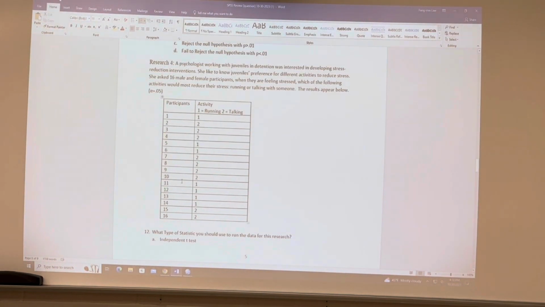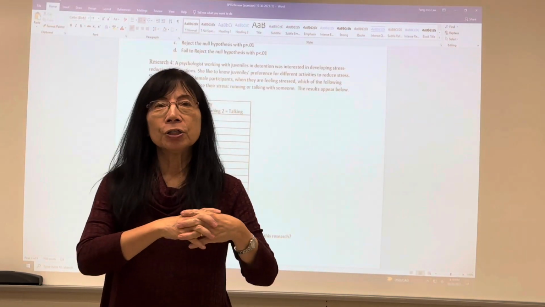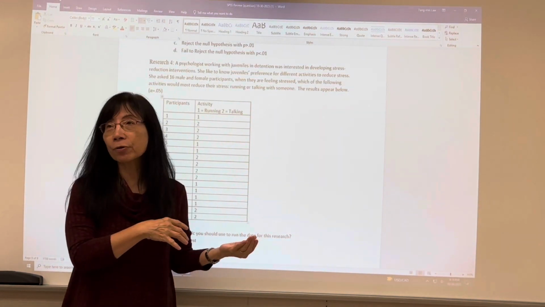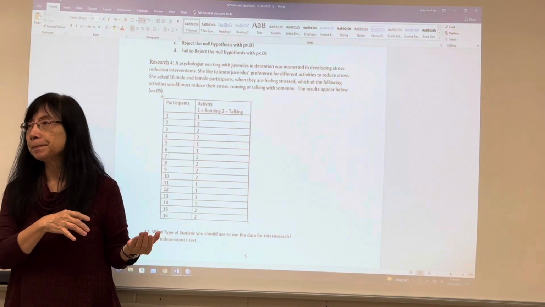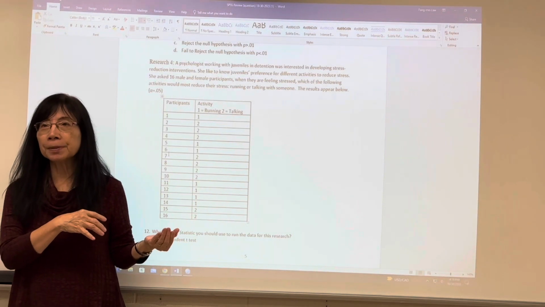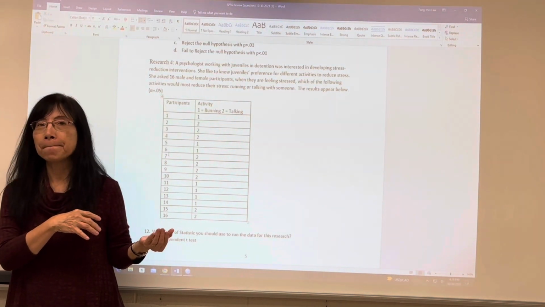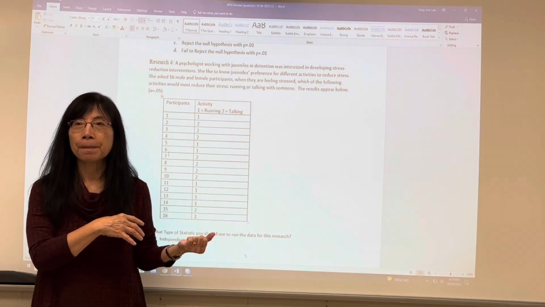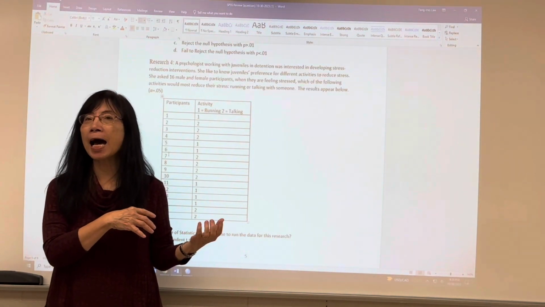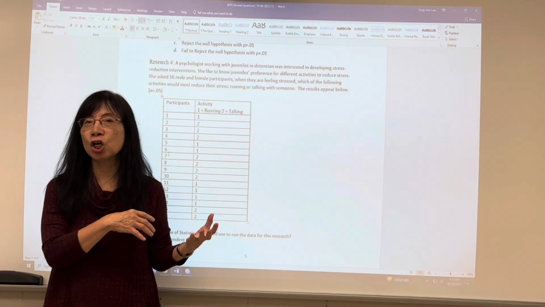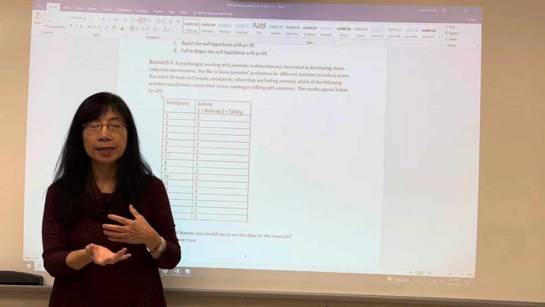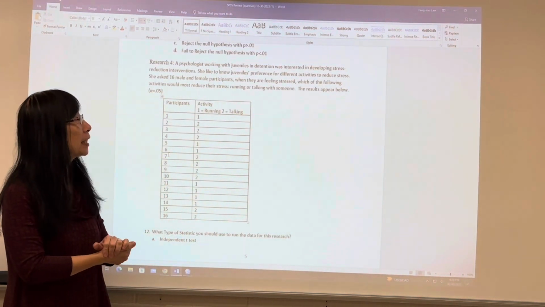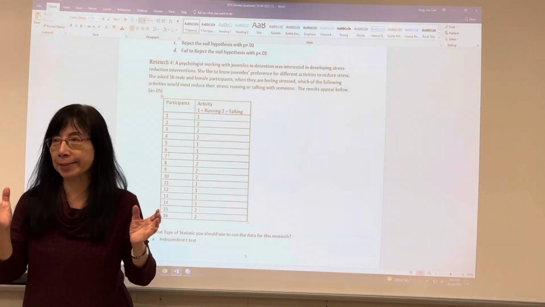Okay, now let's move to number 4. So, this is chi-square material, because it's nominal data, right? So the researcher tries to see how people reduce stress.